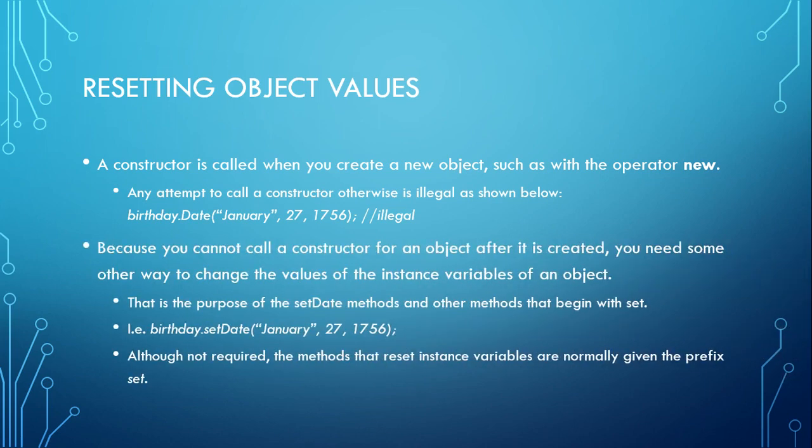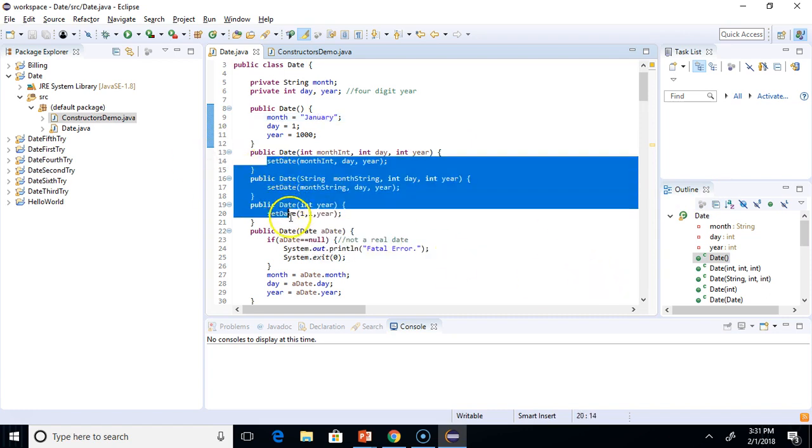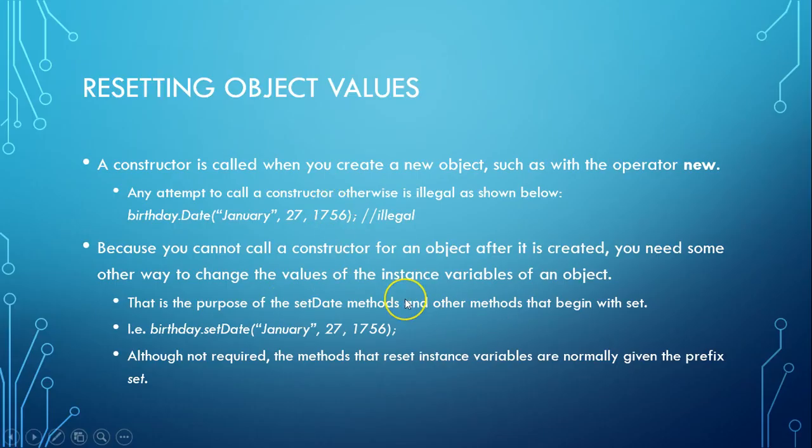Because you cannot call a constructor for an object after it's created, you need some other way to change the values of the instance variables of an object. That is the purpose of the setDate methods and other methods that begin with set. So for example, birthday.setDate("January", 27, 1756). Although it's not required, the methods that set instance variables are normally given the prefix set. And if you look at our code, we have that here: setDate, setDate, setDate. So that's a good way to relate that to what we're talking about here.